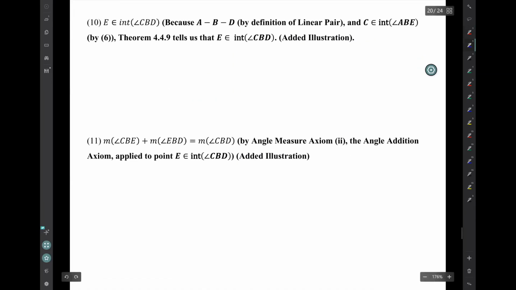Statement 10 says that E is in the interior of angle CBD. Now why? Well, let's start by illustrating this.